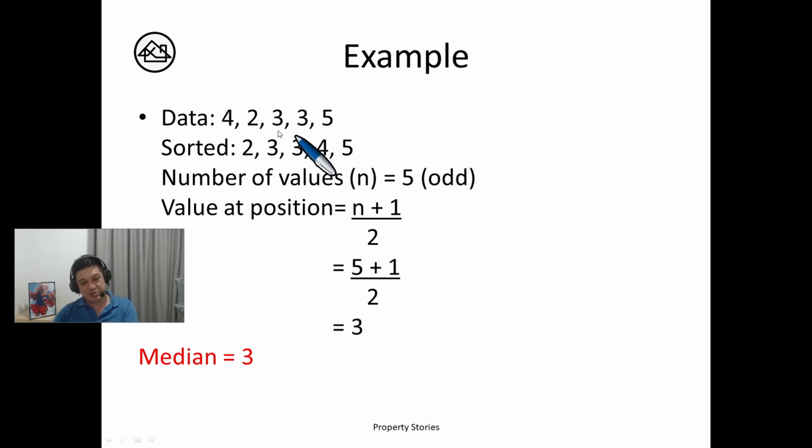So 3 is the median. You can see there are 2 3s here. So this is the median. Only 2 is below the median, and 4 and 5 are above the median, okay?